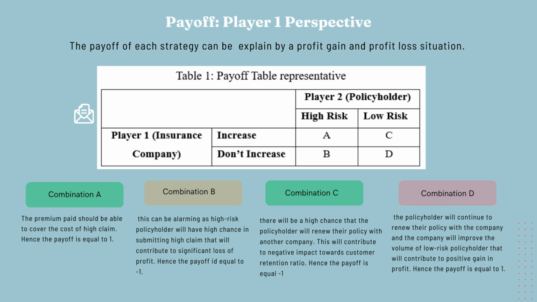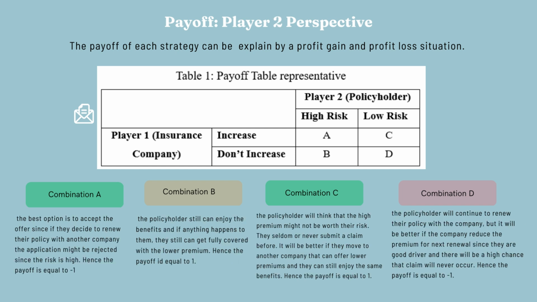Looking into combination D, where the company doesn't increase the premium for a low risk customer, which is what they want. Hence, there is a high chance that this low risk customer will continue to renew their policy with the company. The company will be able to improve the volume of low risk customers in their database. Hence, the payoff is going to be one.